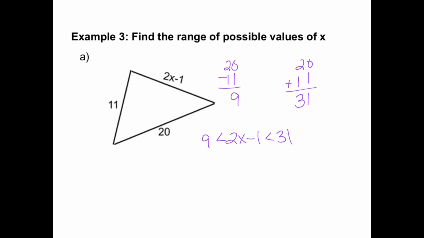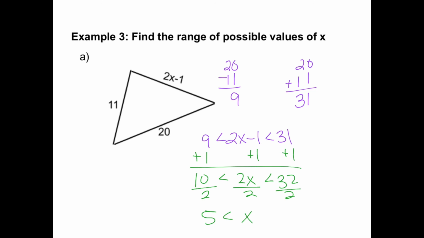When I solve by adding 1 to all three places, getting 10 is less than 2x, which is less than 32, and then dividing all three pieces by 2, this is now the value for x, or the set of the values for x, that could be plugged in here to get the 9 through 31. So 9 through 31 are the possible lengths of this side. Again, the values for x have to be between 5 and 16 in order for these restrictions to take place.